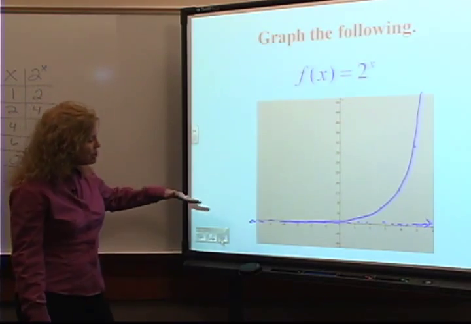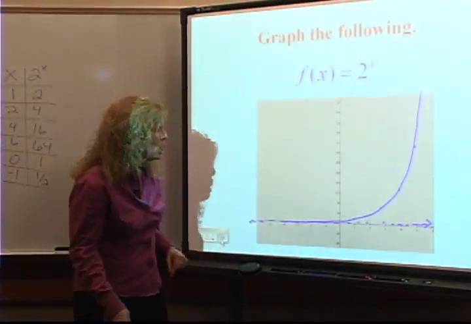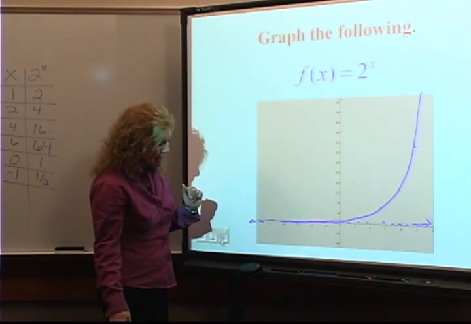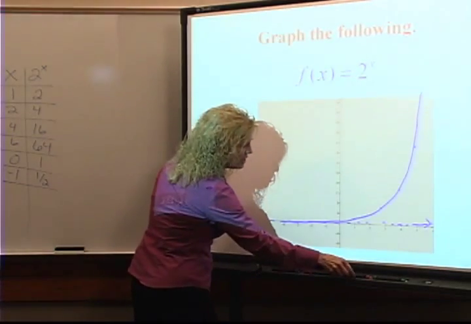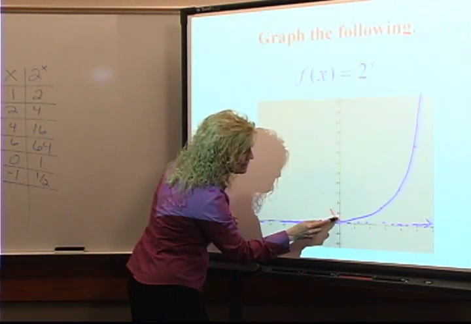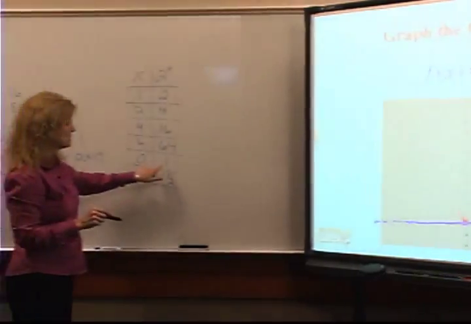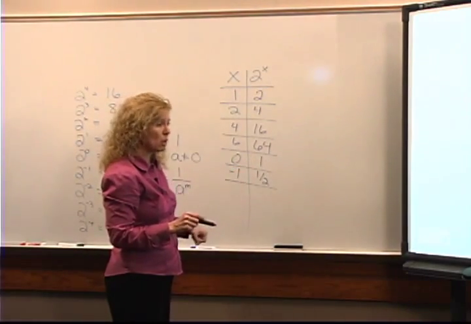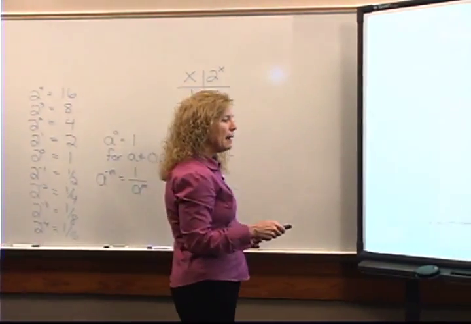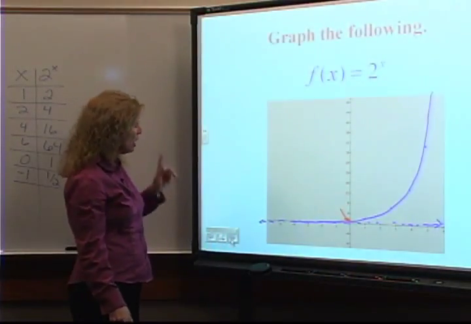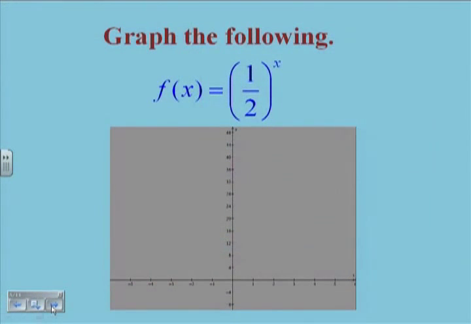Okay? So essentially, here's what my graph is going to look like. Important features: the horizontal asymptote is the x-axis. Another very important feature is where he crosses the y-axis. He crosses the y-axis at 0, 1. Okay? And then the idea that he takes off and grows like crazy. All right. Well, now I want to graph 1/2 raised to the x. Do you think he's going to look the same way?